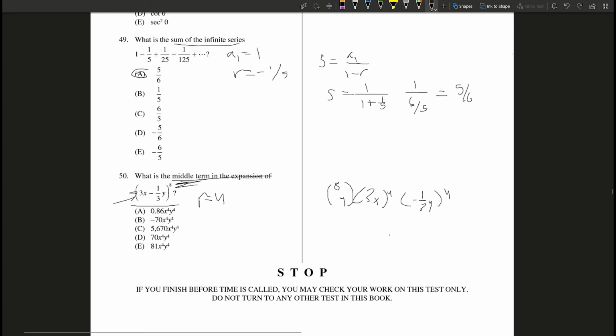And let me just check with my calculator what that gives us. So 8 choose 4 multiplied by 3 to the 4th times negative 1/3 to the 4th. That's 70. So that's letter D.